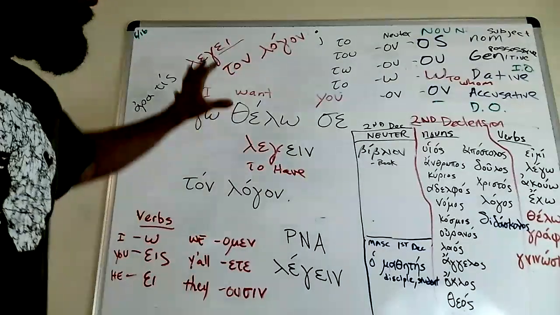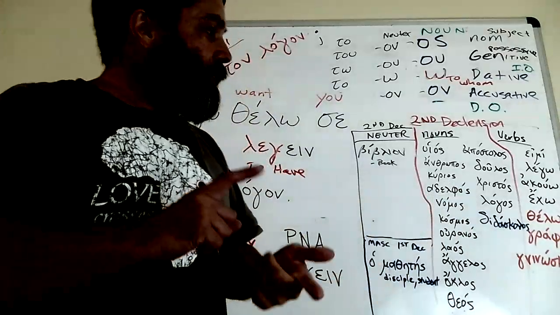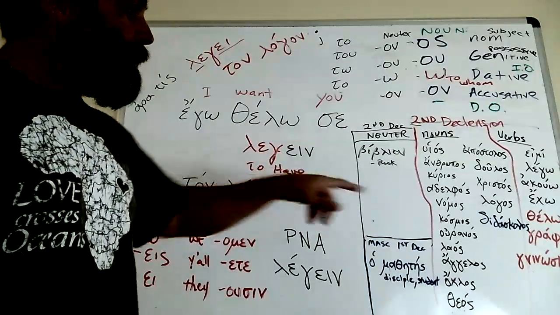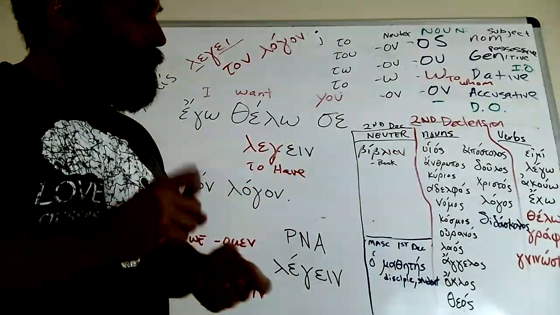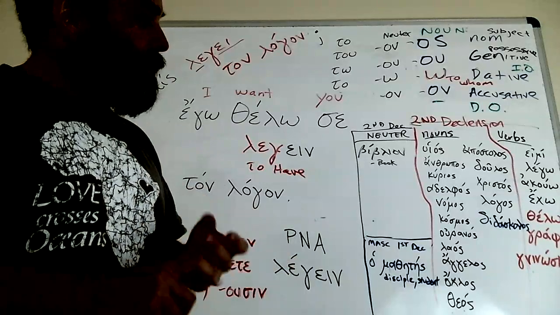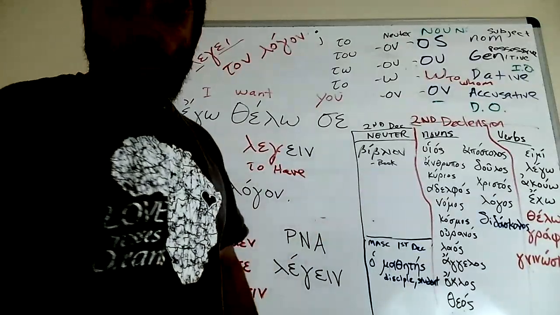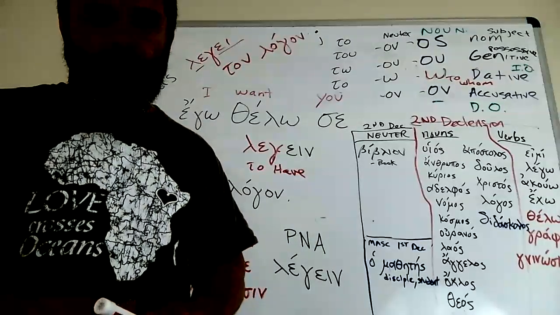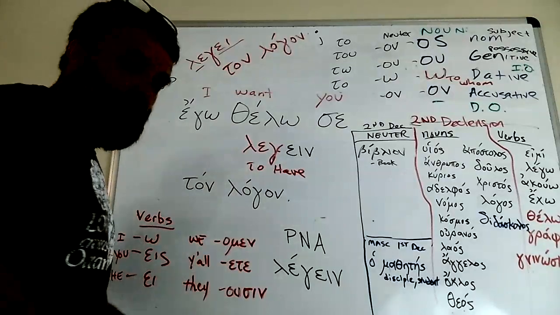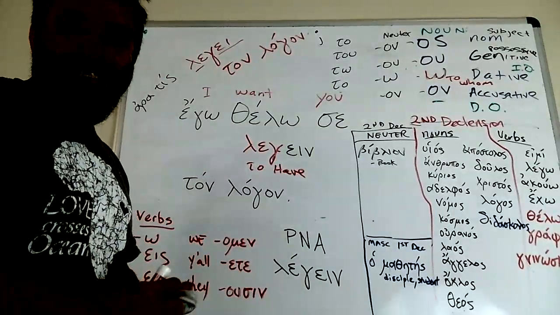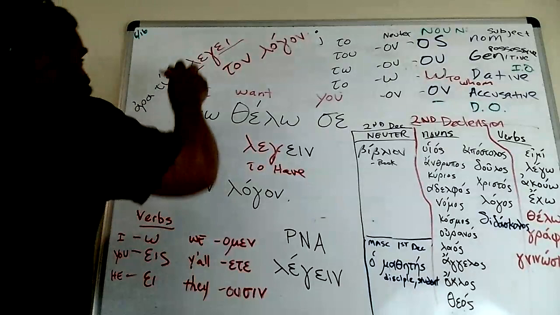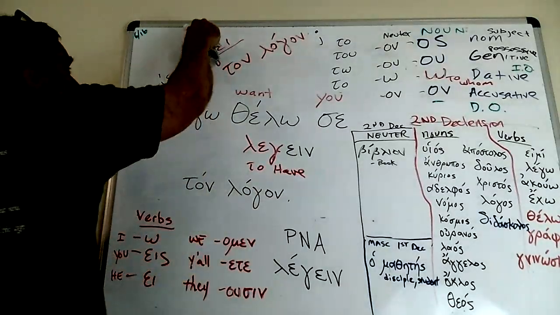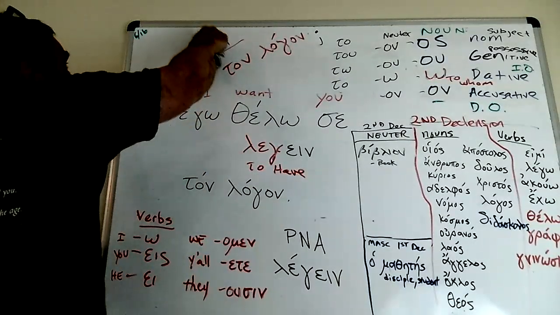So we did this sentence here, obviously using thelo as a basic building block, and then we're filling in the infinitive with these various verbs like grafo, echo, lego, and now we can do it with ginosko. So who can tell me what ginosko means? He knows what it means. He knows it means I know. Ego ginosko. There you go.